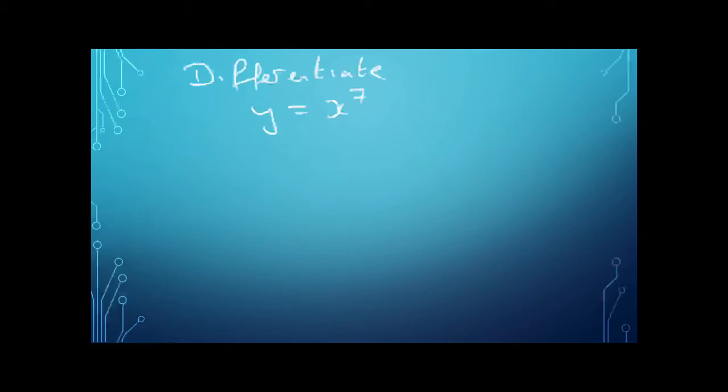Differentiate y equals x to the 7. Differentiate means find dy dx. As I said, I'm not going to explain the theory behind this, but it's a very simple process. The 7, the number there, comes in front, and then we take away 1 from the 7 to give 7x to the 6. So that's that 7 there, and that 6 is 1 minus that.